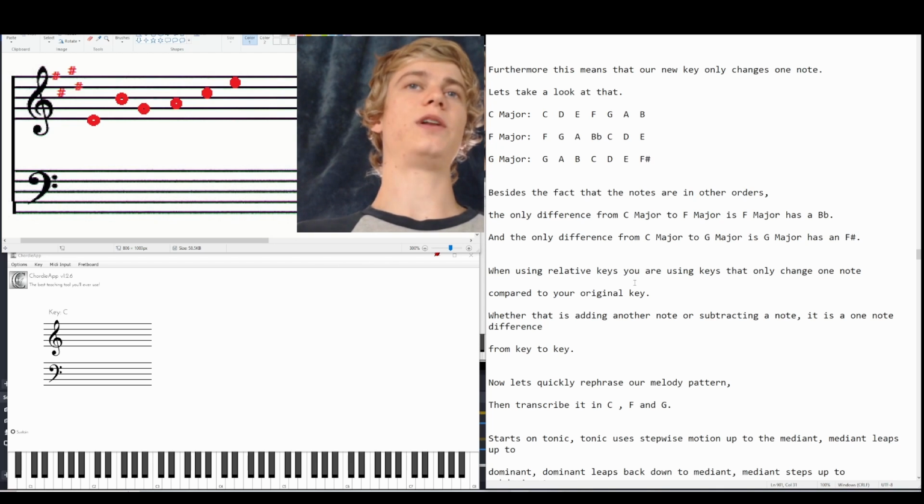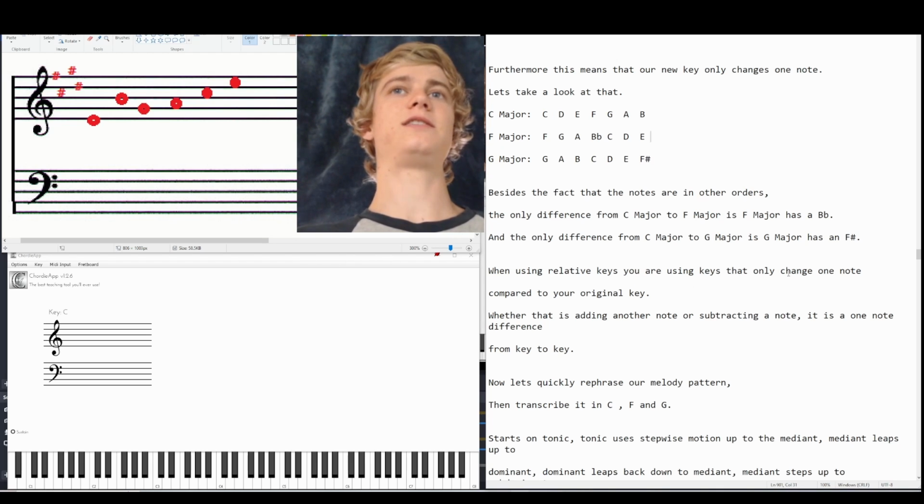So when we use relative keys, we're using keys that only change one note compared to our original key. Whether that is adding another note or subtracting another note, it is a one note difference from key to key.